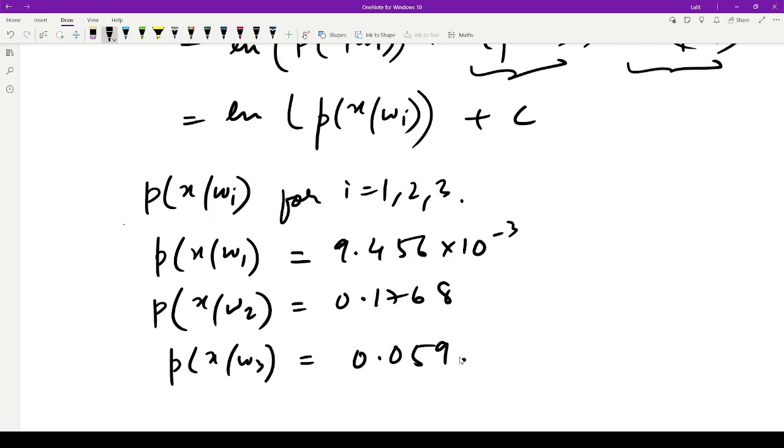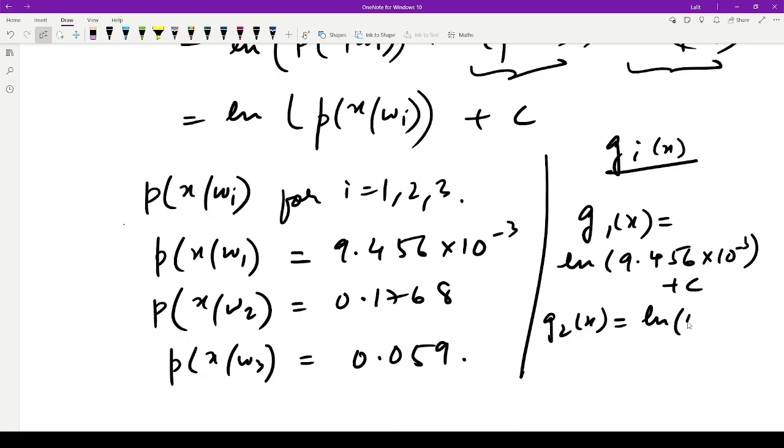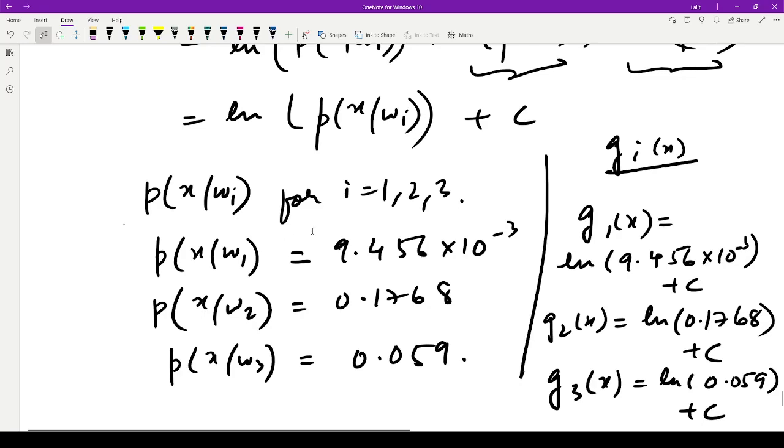Point 059. Okay, so now what I need to do is get the equivalent Gi of X. So this is G1 of X, which is ln of 0.9456 into 10 power minus 3 plus C. G2 of X is ln of this quantity, and G3 of X is ln of this last quantity. Okay. So now given these three values, can you say anything? Which class should this X equals 101.2 belong to?